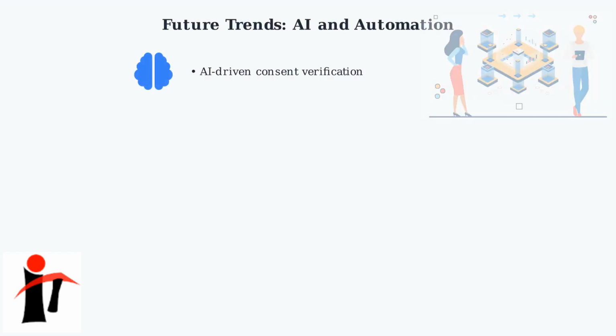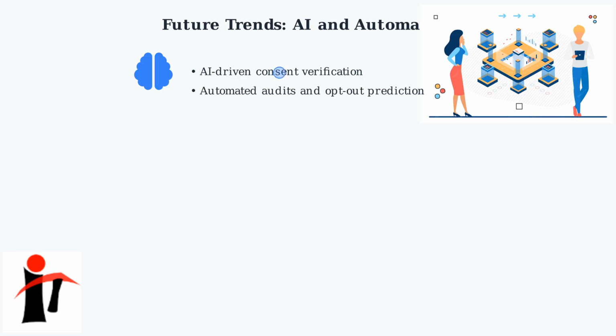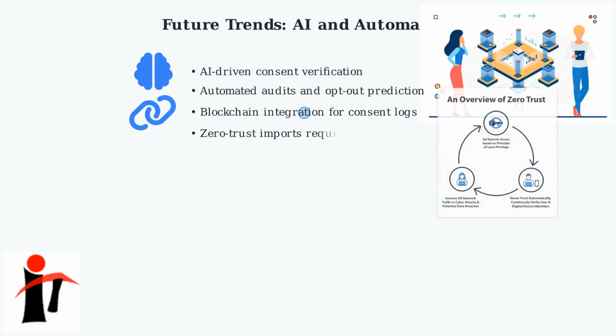The future of subscriber management on Substack includes increased AI and automation. Expect AI-driven consent verification, potentially automating audits and predicting opt-out risks. Substack may integrate blockchain for immutable consent logs in the future. The trend is toward zero-trust imports, requiring verifiable proof for every email.